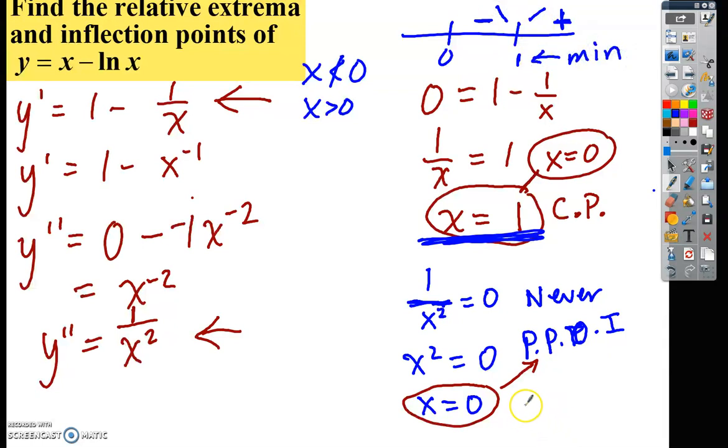And then our possible point of inflection. 0 is a critical number, but remember in our original problem, 0 cannot be plugged in, and therefore it cannot be a possible point of inflection, so there are none. And that's how we figure those kinds of things out. So that's your basic gist.